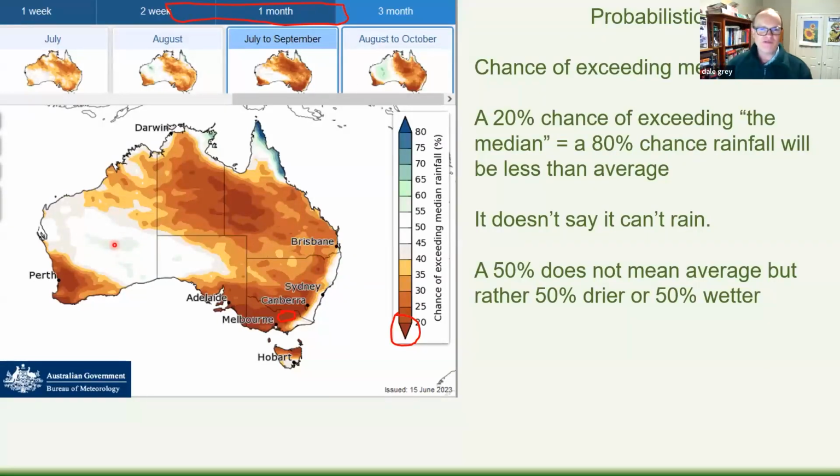But the 50% forecast, which we often see, is that 50% chance of exceeding the average. But that doesn't mean we expect average conditions. It means we've got to expect anything. It means there's a 50% chance of drier and a 50% chance of wetter. It's the plan for anything forecast.